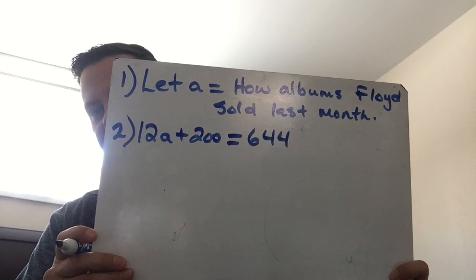We also know he gets paid $12 per album. Again, $12 per album. So we're going to take the number of albums he makes and multiply it by 12, add his base salary that he gets of $200 per month, and then we should get to his total. So 12 times the number of albums plus the $200 he gets paid per month equals $644. Okay? Rewrite the question and solve. 12a plus 200 equals 644.